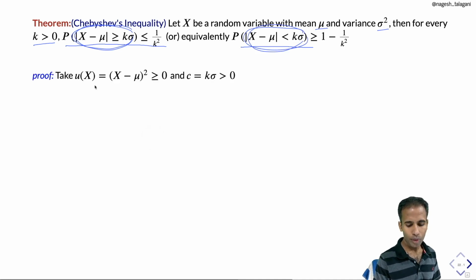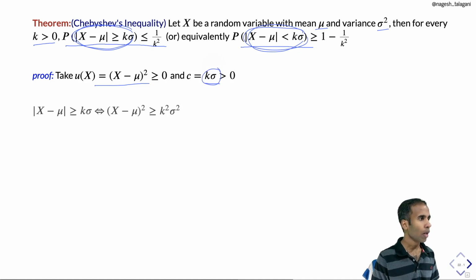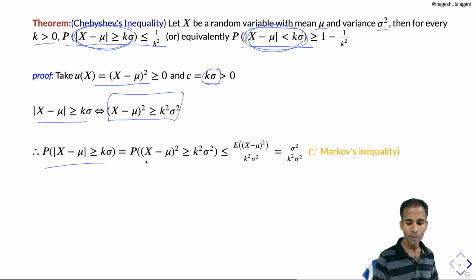Take u of x to be x minus mu whole square. Here our choice of u of x is x minus mu whole square, which is a non-negative function, and c is going to be k sigma. Here k is positive and standard deviation sigma is always positive, so this is going to be positive. This is our c, this is our u of x. Now we should know one thing: mod x minus mu greater than or equal to k sigma if and only if x minus mu whole square greater than or equal to k square sigma square, because k sigma is positive, right? So this is true. So the probability of this event will be the same as the probability of this event.